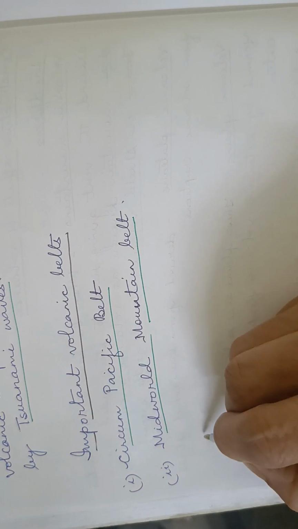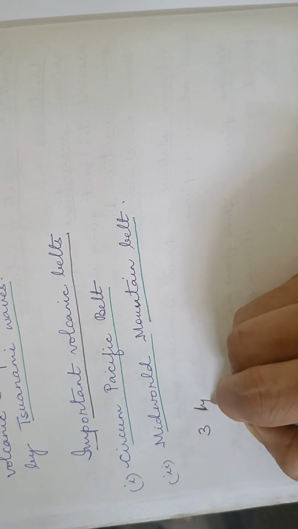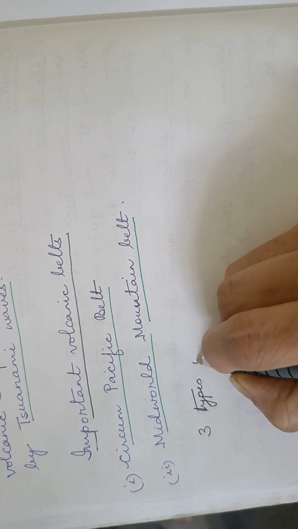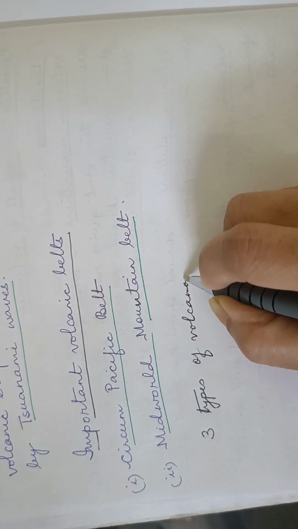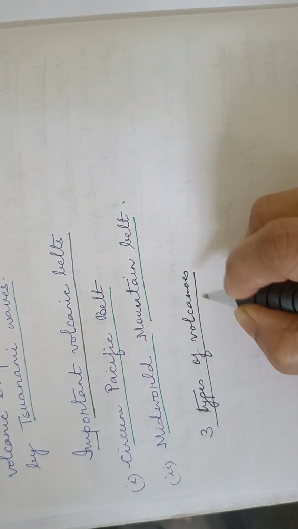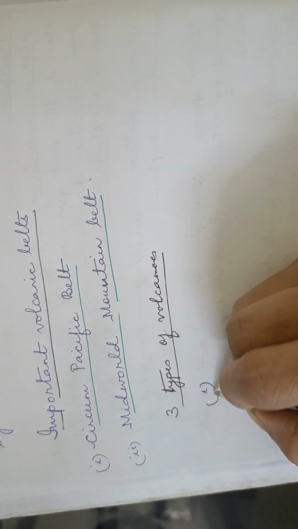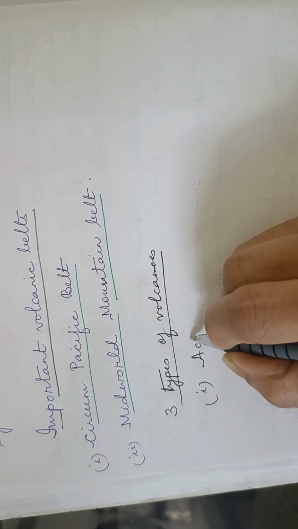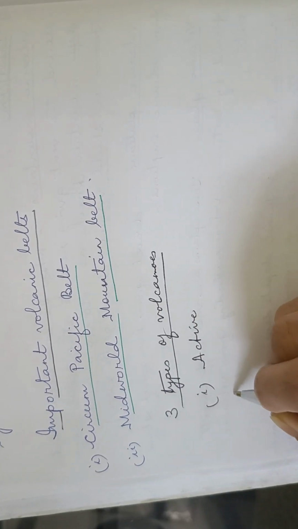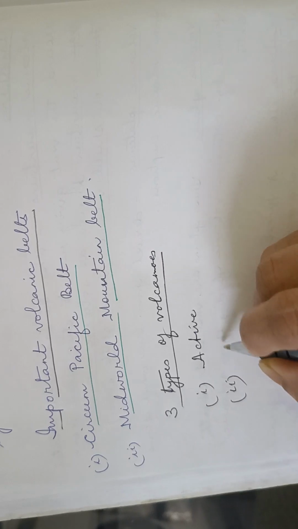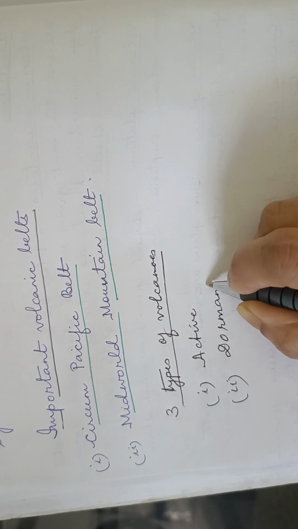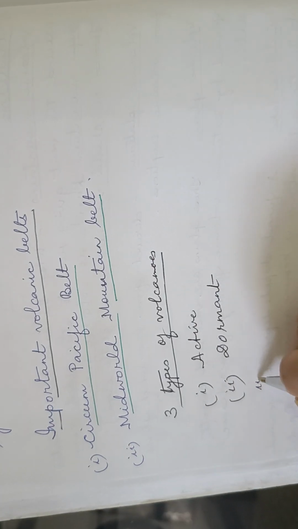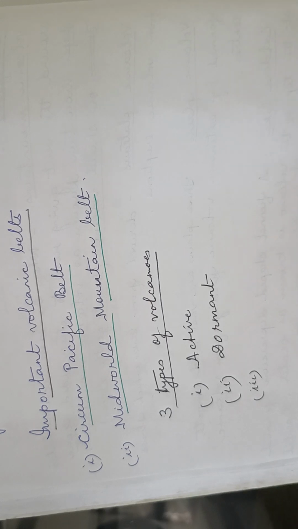And the third thing is there are three types of volcanoes. The first one is active, that means it is erupting, still erupting. Second one is dormant. Dormant means it's a sleeping volcano. It has not erupted in the recent historical period, but it may erupt.